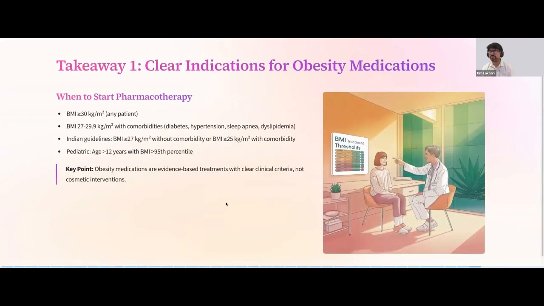I just give you some essential takeaways. Always remember the guidelines for treatment of obesity: BMI more than 30, or any patient with BMI more than 27 with comorbidities, are indications for anti-obesity medications. And in the pediatric age group, more than 12 years with BMI more than the 95th percentile is an indication. But remember, in India, it is still not approved for use in adolescents. It's still optional use in adolescents. So if you do use it, please refer to a pediatric endocrinologist for use.